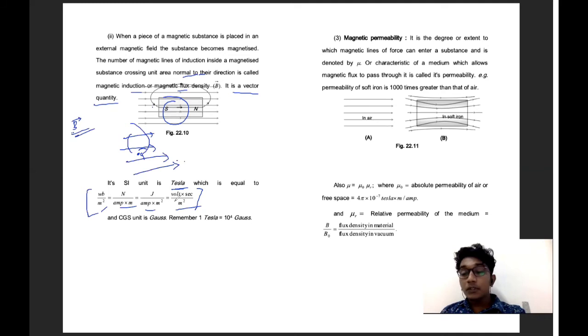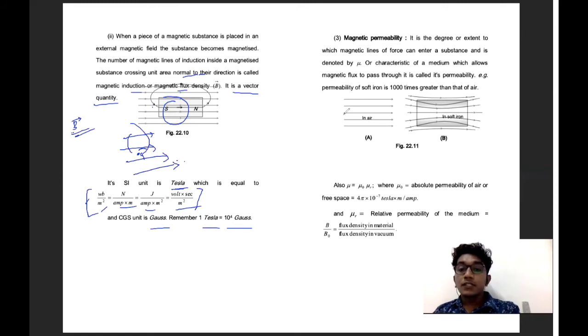Keep in mind, they'll give you four options, A, B, C, D, and one option would be different. You have to choose which one is wrong. In CGS, the unit is Gauss. So 1 Tesla is equal to 10 to the power of 4 Gauss.